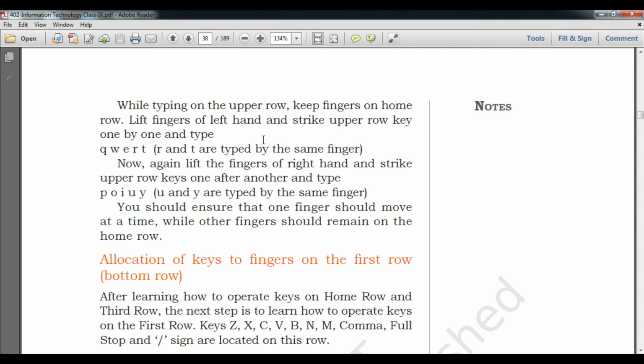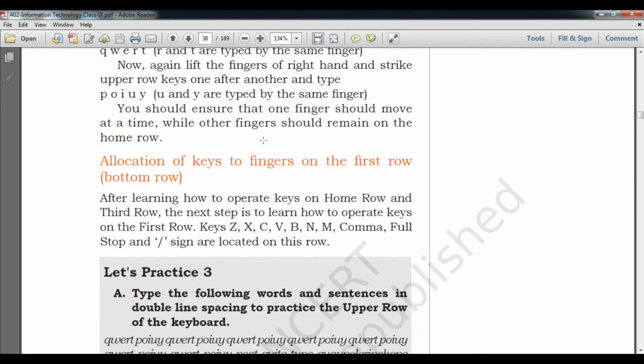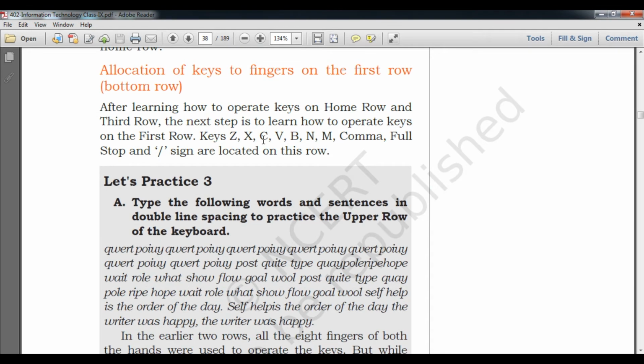So now, allocation of the fingers on the first row. First row means the bottom row. Bottom row means Z, X, C, V, B, and M, and comma. This particular row is known as the bottom row or first row.